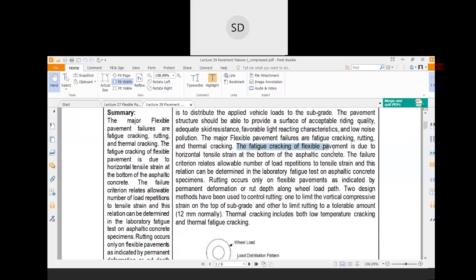Now, you know the fatigue cracking of the flexible pavement is due to the horizontal tensile strain at the bottom of the asphaltic concrete. Further, the failure criterion relates the allowable number of load repetitions to tensile strain, and this relation can be determined in the laboratory fatigue test, as we have discussed in our first equation, that is, the total number of allowable repetitions is associated with your modulus and the tensile strain at the bottom of the asphaltic layer. Rutting occurs only on the flexible pavement as indicated by the permanent deformation. So rutting is permanent deformation, and rutting failure occurs when your rut depth is more than 20 mm, and for fatigue failure, when your total fatigue cracking is more than 20% of the surface, in that case the pavement is considered as failed due to fatigue failure.